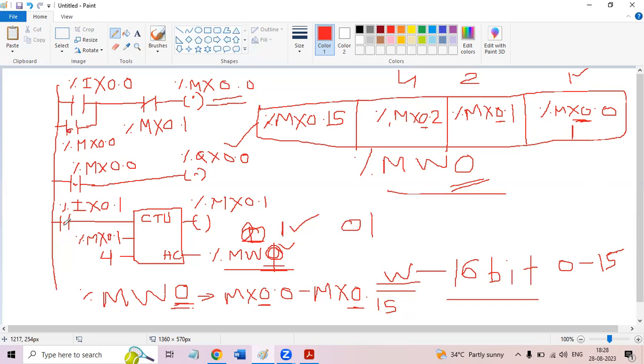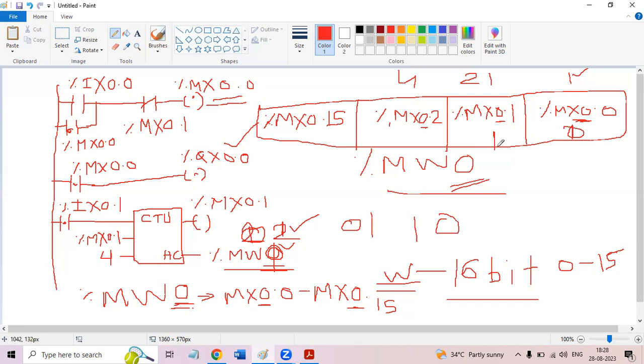When you press I1 a second time, it will become 2. What is the binary of 2? The binary of 2 is 1, 0. So M0 will be 0 and M1 will be 1. So 0, 1, 0. Got it? When decimal value 2 comes, the binary of decimal value 2 is 1, 0.